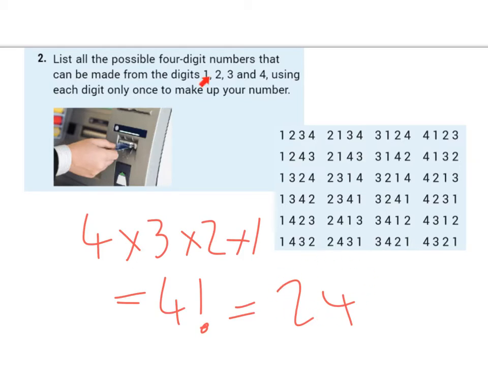So let's say you had been given the digits 1 to 5 and you had to work out how many different possible outcomes there were. Then that would be 5 factorial. If you had been given 3 digits, that would be 3 factorial.